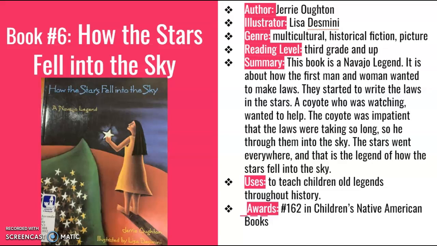And the man and woman were making laws with the stars, and a coyote wanted to help them one day. But the coyote was impatient that the laws were taking so long. So he decided to throw all of the stars into the sky, and that is where the legend comes from of how all the stars fell into the sky.